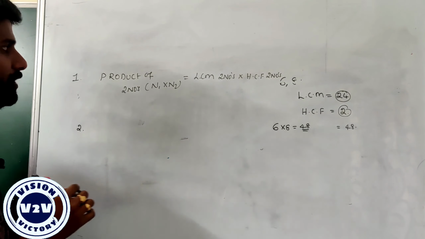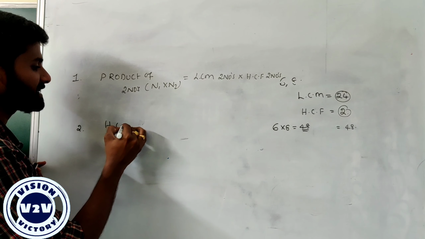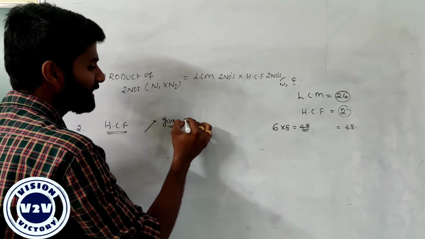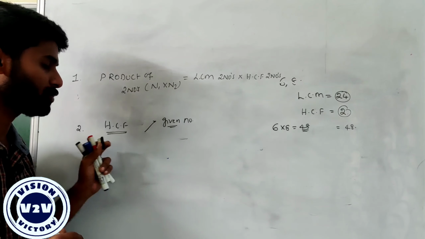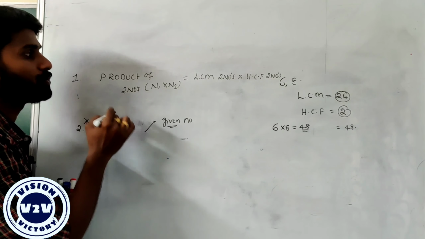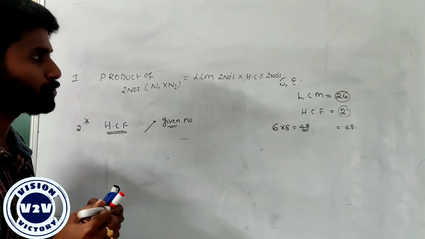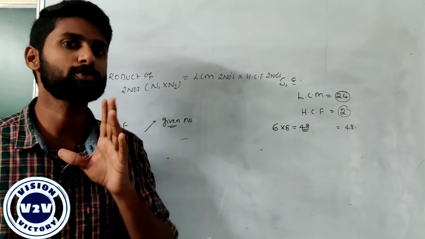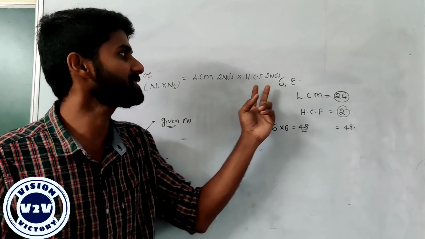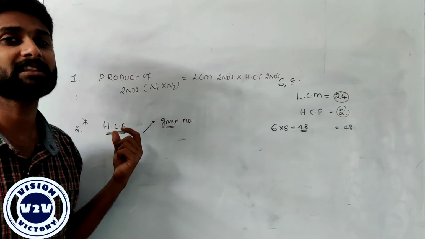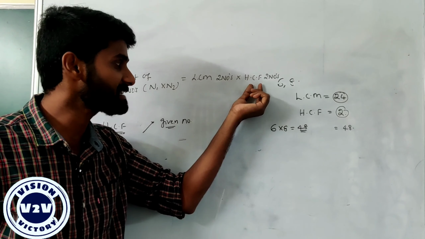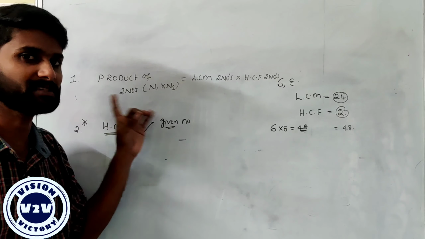So the second important point: whatever the HCF is, it is always divisible by the given number. Whatever number we are finding, that is exactly divisible by the HCF. This is the important property. If the number is exactly divisible by the HCF, then the number is always true. So here are two properties. If any two numbers are given, the product of those two numbers is equal to the LCM times the HCF, and whatever the numbers are, they are exactly divisible by the HCF. That is the important part.